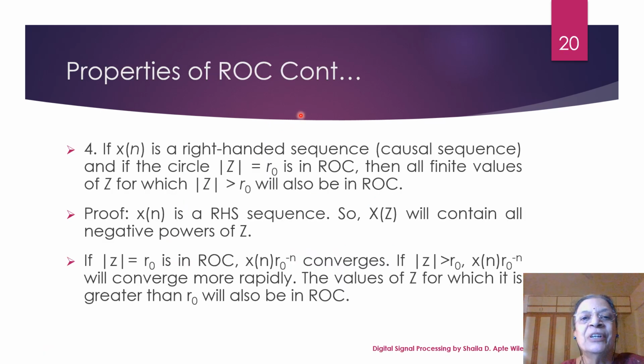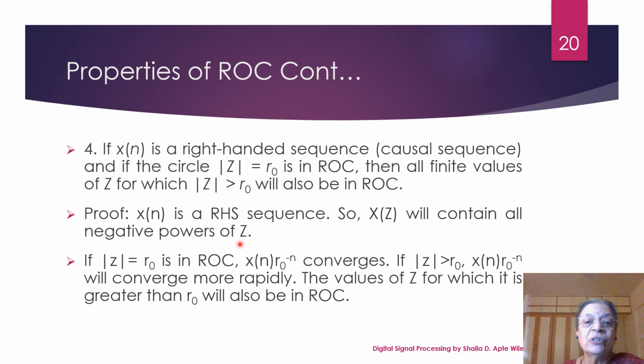Now let us consider properties of ROC. If x[n] is a right-handed sequence, that is, it is a causal sequence. Why causal? Because the signal samples are existing from n equal to 0. It may go up to infinity or it may be a finite duration, but it will be causal in that case. And if the circle mod z is equal to R0 is in ROC, then all finite values of z for which mod z is greater than R0 will also be in ROC. Because in this case it is a right-handed sequence, so X(z) will contain all negative powers of z.